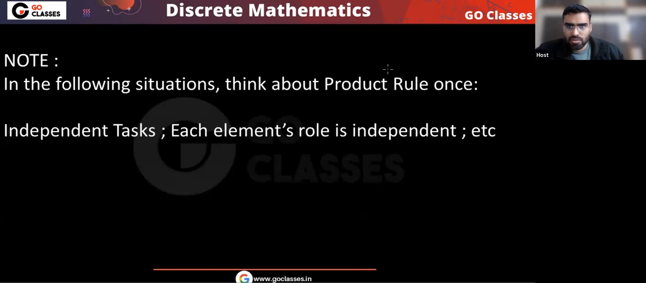So to all the enrolled students, I want to say that if you are already Go Classes students, then kindly go through your notes, because you can notice many of the things we are revising we have already seen. All these points are present in your notes, so you just revise them. Once you revise them, these things will become very easy.